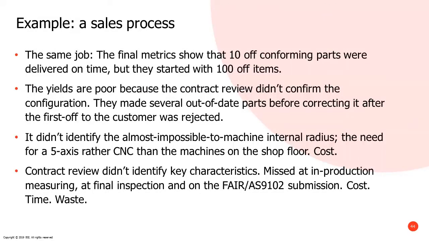So, the sales process, the same job. The final metric shows 10 off conforming parts were delivered, started off with 100. Yields are poor because contract review didn't confirm the configuration. They made several out-of-date parts before correcting it after the first off to the customer was rejected. It also didn't identify the almost impossible to machine internal radius because it didn't have the engineers involved in the contract review. So the contract review didn't identify key characteristics. They might be missed at in-production measuring and at final inspection on the FAIR 9102 delivery. So all of these are examples where a contract review done badly can lead to downstream issues.